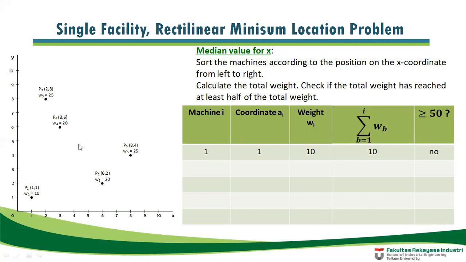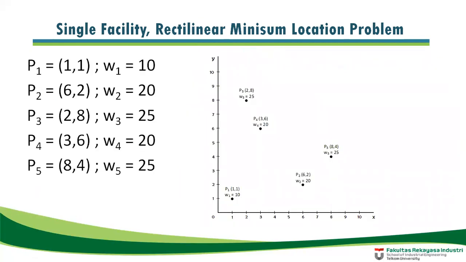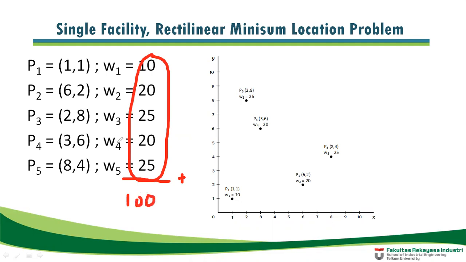Before we find the exact coordinates for x and y later, just add up all the weights. So just sum up all the weights, and then we get 100. This is the importance weight of my calculation later. So the total of the weights is 100.